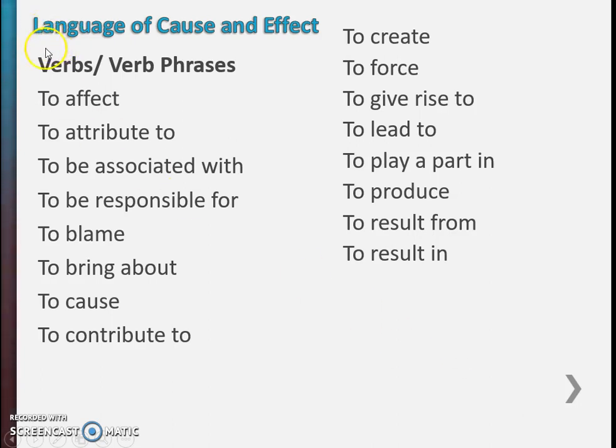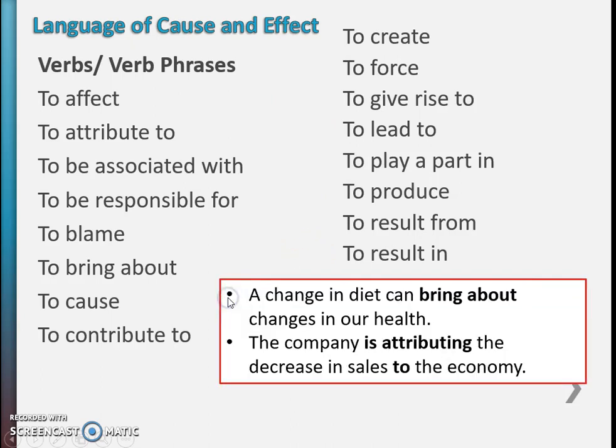We also have to pay attention to verbs and verb phrases. The actions: to affect, to attribute to, to be associated with, to be responsible for, to blame, to bring about, to cause, to contribute, to create, to force, to give rise to, to lead to, to play a part in, to produce, to result from, to result in. Again, they help us see cause and effect. Let's see how verbs help us see that in sentences.